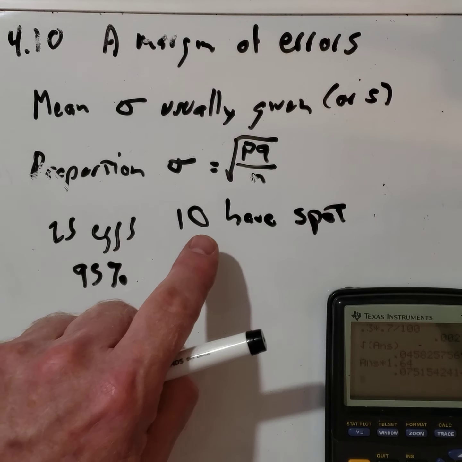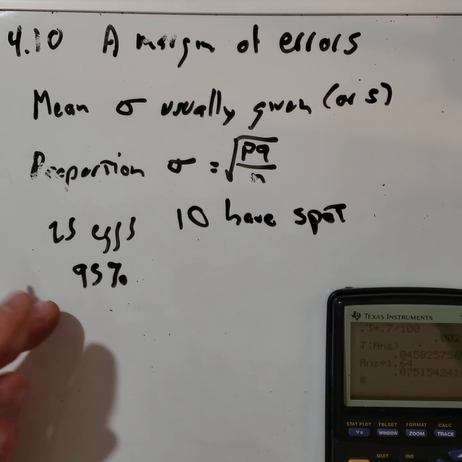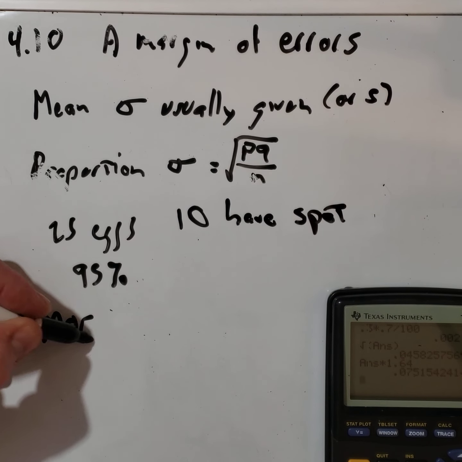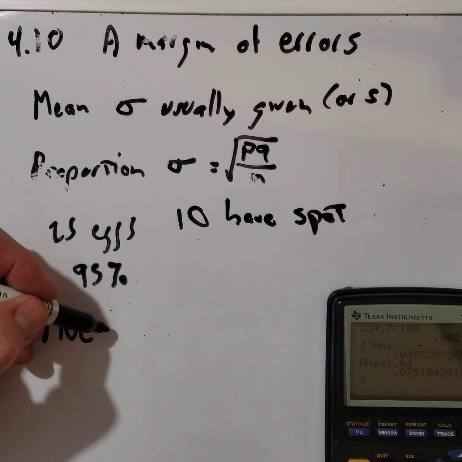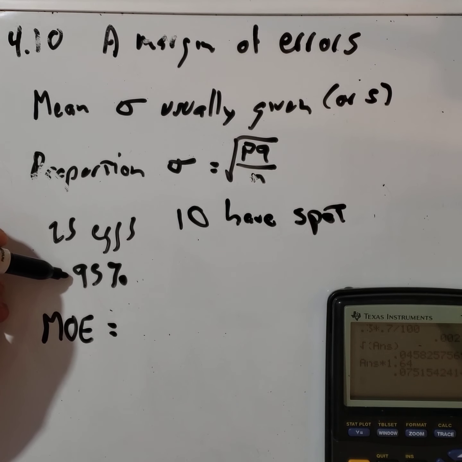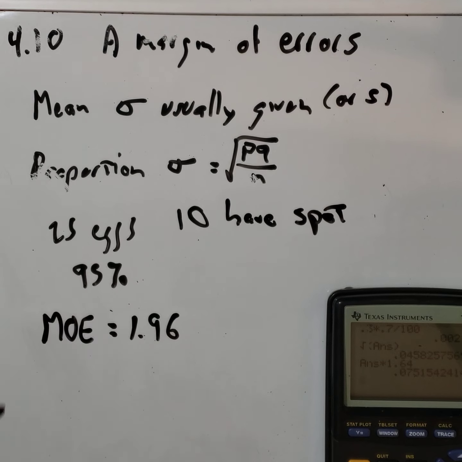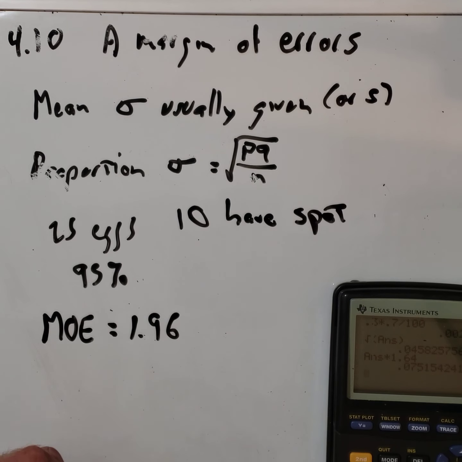So we got 25 eggs, 10 have spots, and we want a 95% confidence interval, and we're just looking at the margin of error here. Okay, so our margin of error is going to be the z-score for 95%, which is 1.96. Oh, forgot to mention, when we're dealing with proportions, we don't have to determine z-score or t-score. It's always going to be z. So this formula will work all of the time.